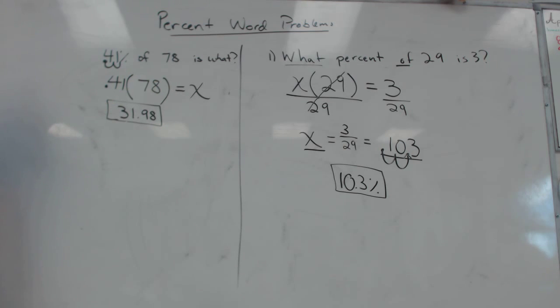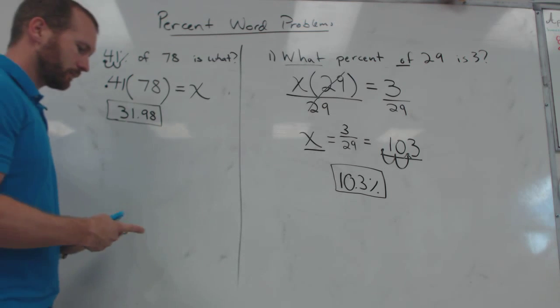Half of 80 would be 40. This is less than half of that number, so it's less than 40. Seems reasonable. I like to ask myself that question at the end: does this make sense? Could 31.98 be a little less than half of 78? Yeah, it totally could.